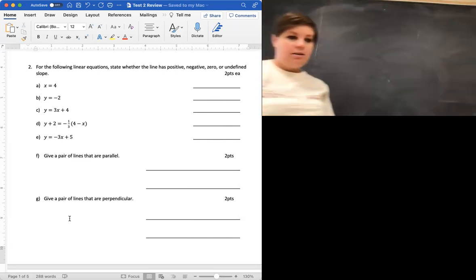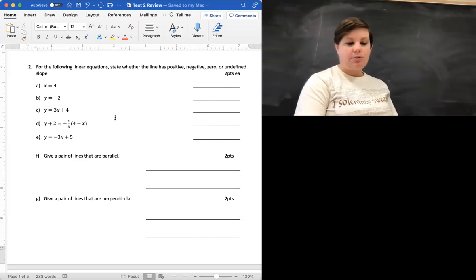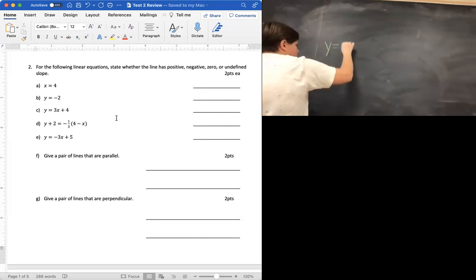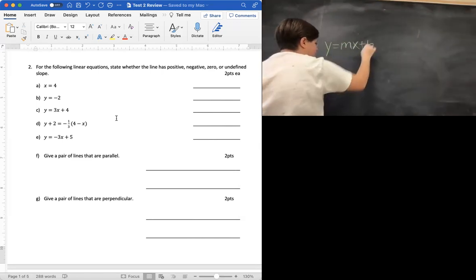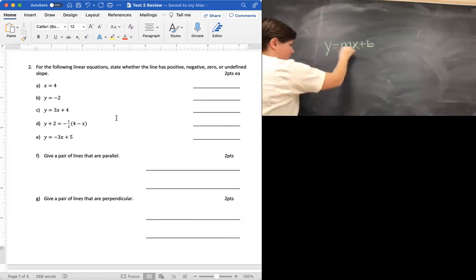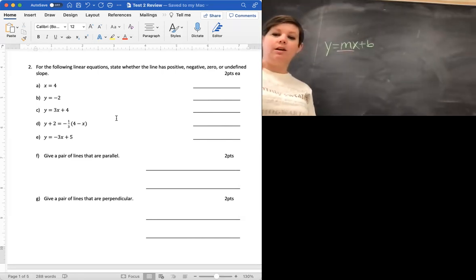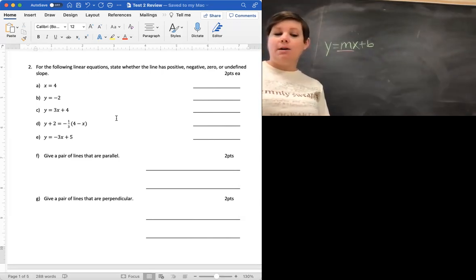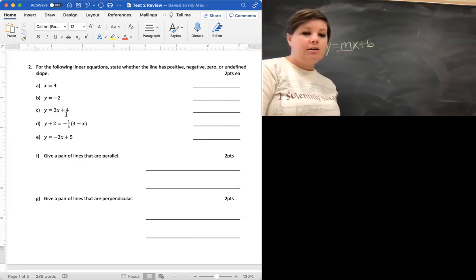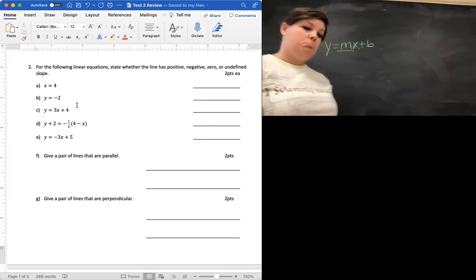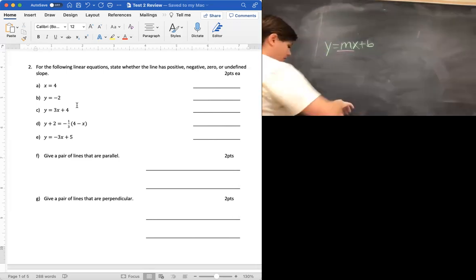So C, we have y equals 3x plus 4. Remember, y equals mx plus b. That m is your slope, that number that's out in front. So if you have an equation written in y equals mx plus b form, you just have to look at what that m is. So for C, our m is 3. That's a positive 3. So we have a positive slope. That's all you do for C.